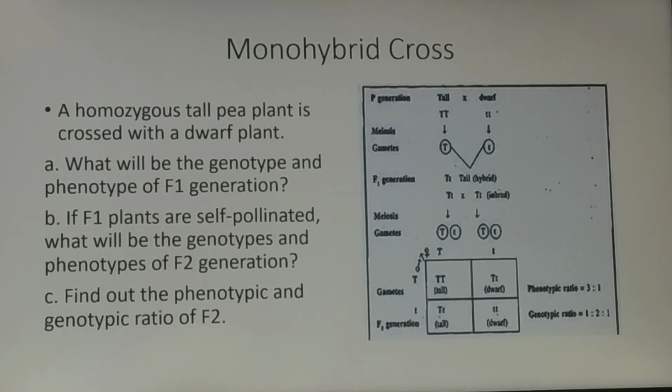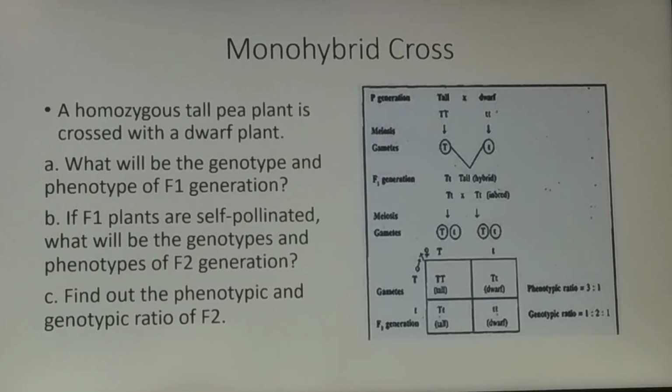Now the next step is the fusion of the two gametes resulting in the formation of the F1 generation. The F1 generation is the first filial generation, which is the generation obtained by the cross between the two parental plants. The fusion of capital T and small t gametes results in the formation of the hybrid capital T small t. So capital T small t is a heterozygous condition. Okay, so that is the genotype.